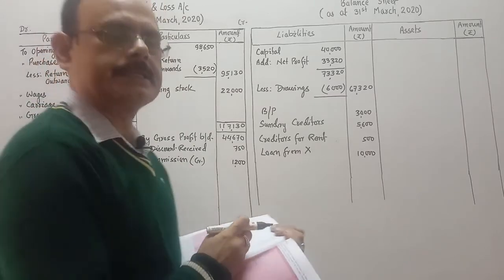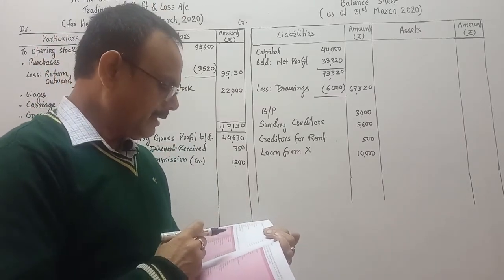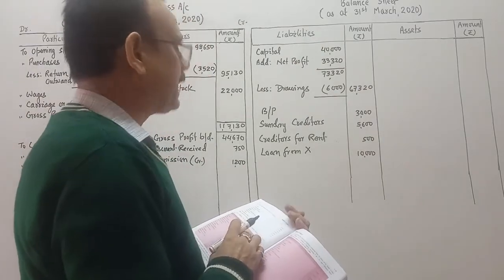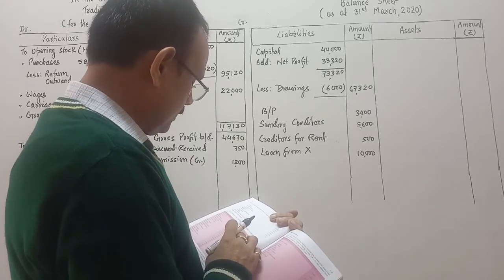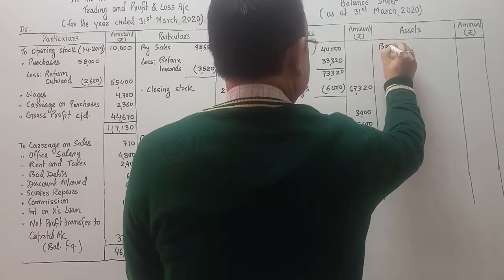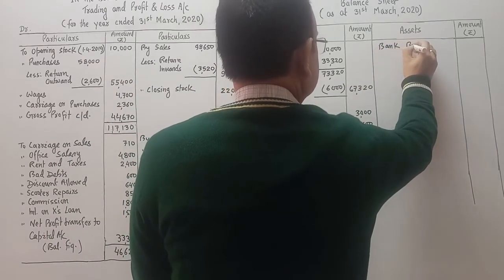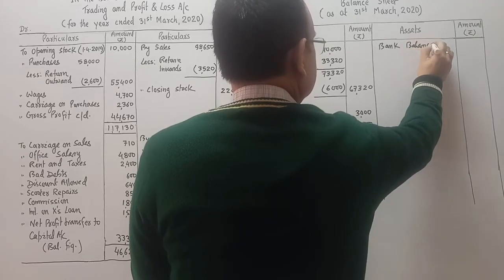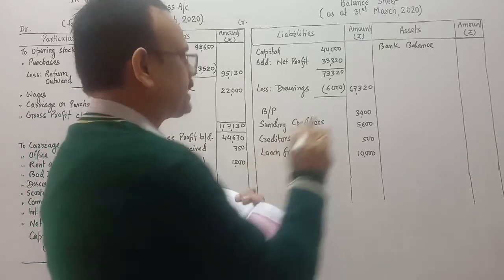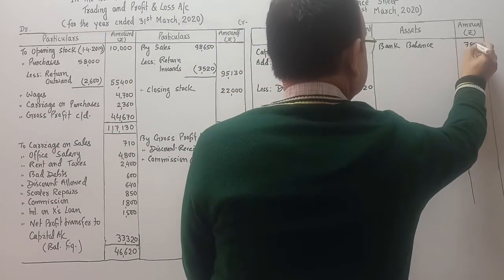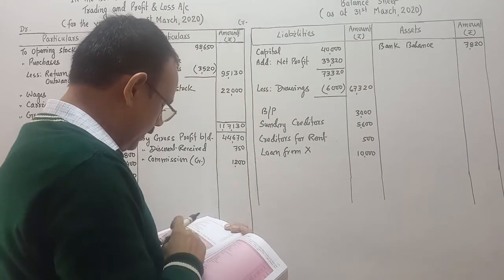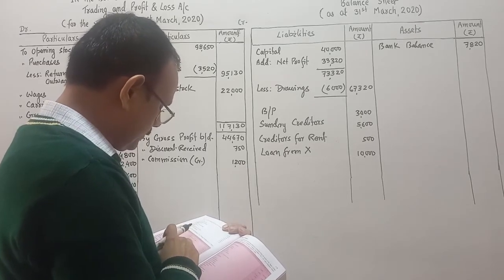This information is given in the credit side of the trial balance. Now coming to the asset side. From the top, you see what the assets are. Bank balance is given. You write the bank balance. If it is a debit balance, it means it's an asset. Current assets. Bank balance is 7,820. Thereafter you come to the next item after the bank balance.